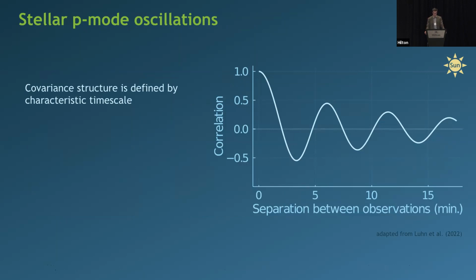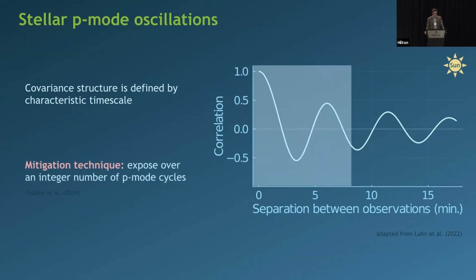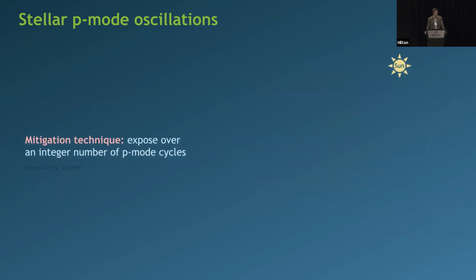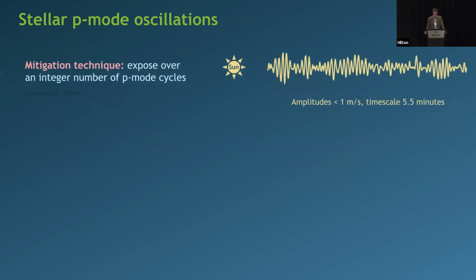So you can see here a plot of correlation as a function of time separation between observations, and these peaks occur every roughly 5.5 minutes. So for sun-like stars, the way that we mitigate this is simply to expose over an integer number of these P-mode cycles. And that does a pretty good job, and it gets you down to something like 10 centimeters per second. But this is the case for a sun-like star, where the amplitudes are less than 1 meter per second, and the timescales are 5.5 minutes.